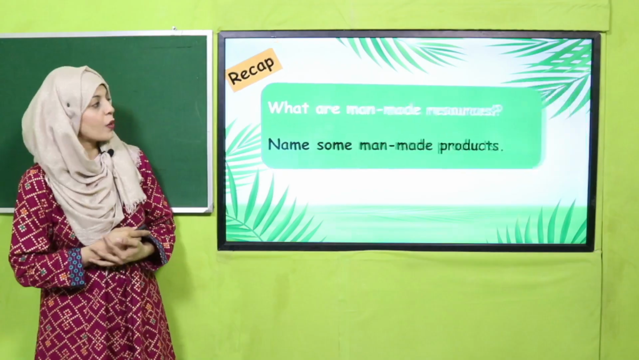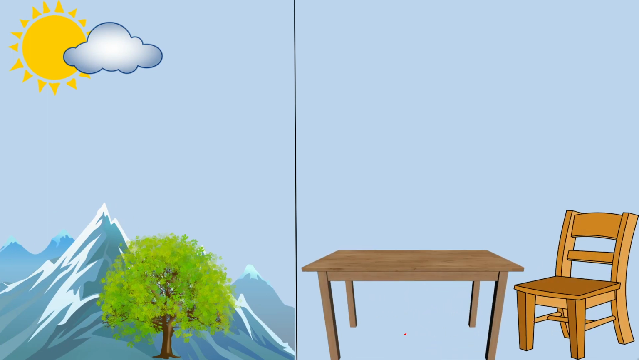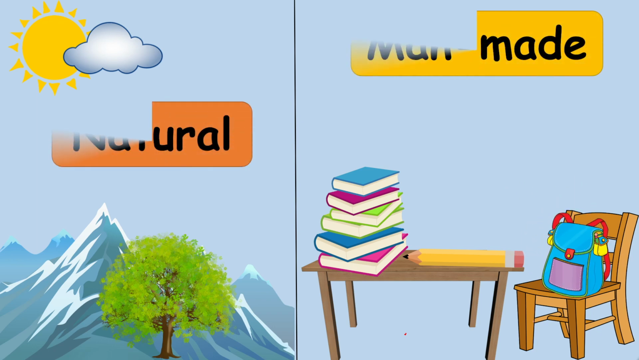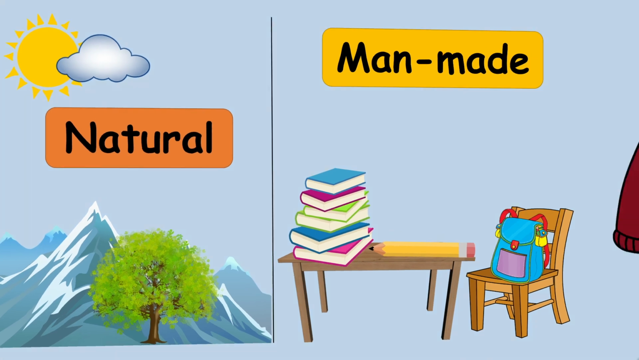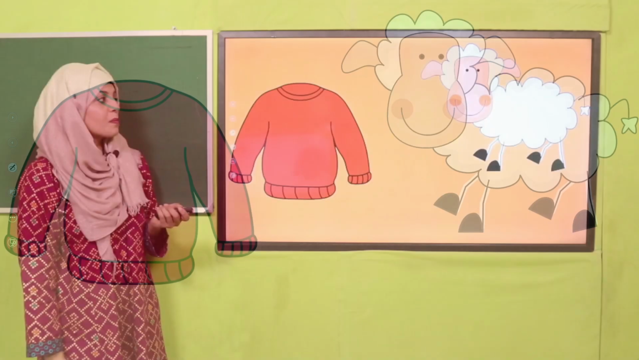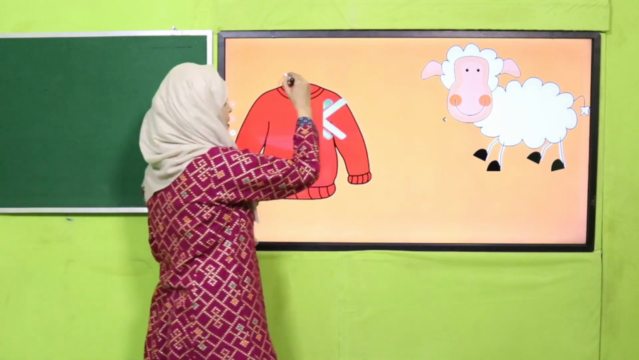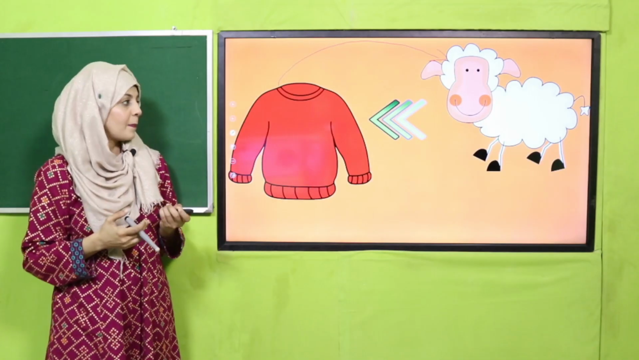So my dear students, with this we will move forward towards a recap. As you have seen, on one side there are natural resources and on the other side you can see some man-made resources. This side is all natural and the other side is man-made. As you can see a sweater here, it is made up of wool. So what is its resource? Its resource is a sheep. So its resource is natural.